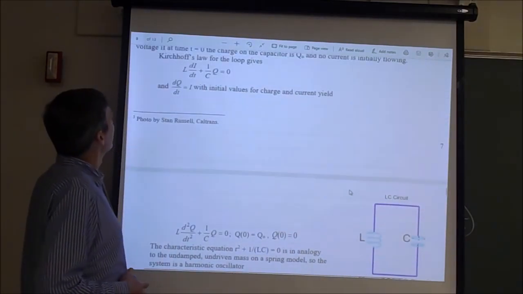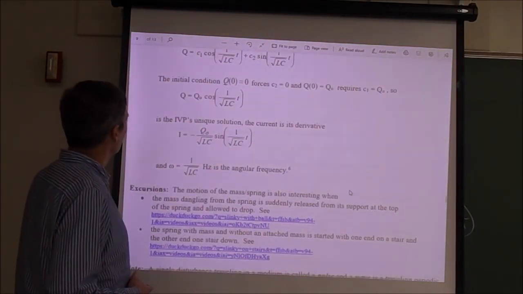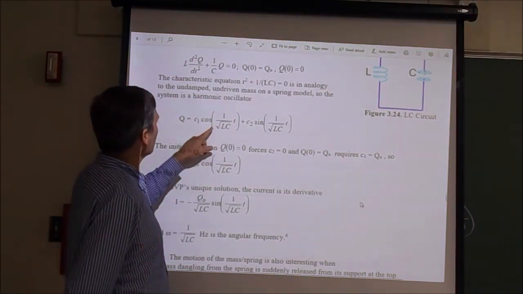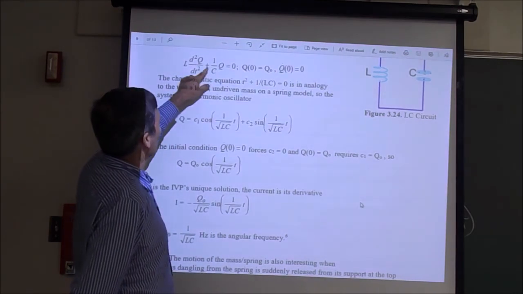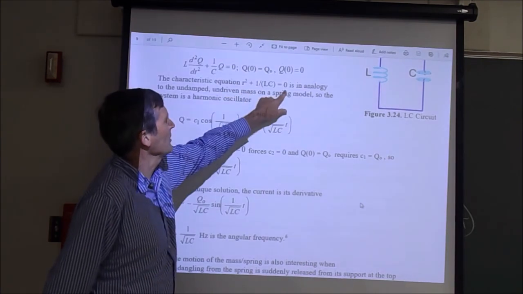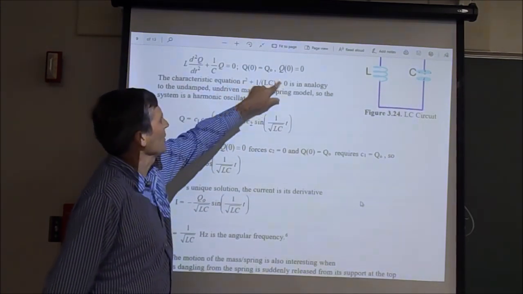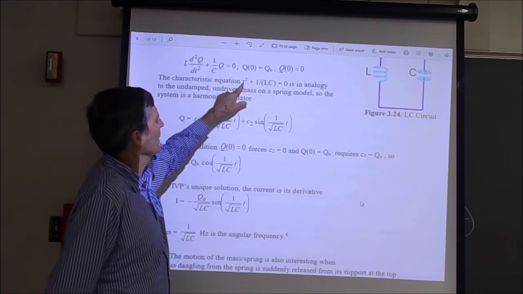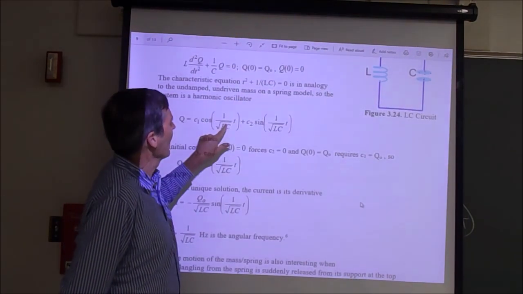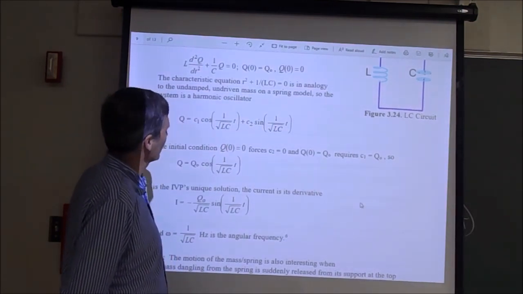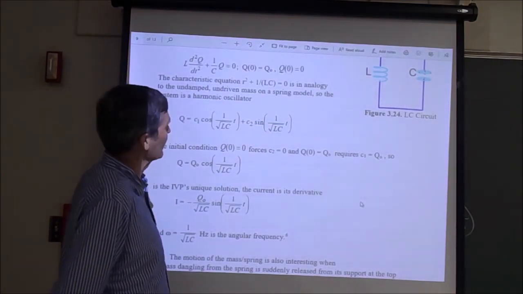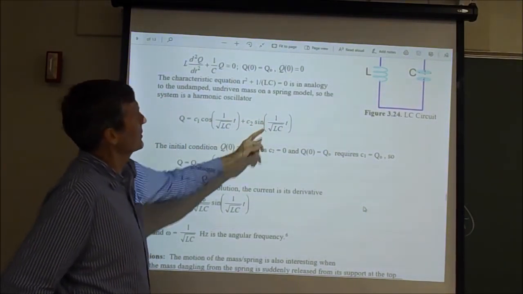So there's an LC circuit. What happens to this? You write the characteristic equation, L r squared plus 1 over C equals 0. And you divide through by L and get r squared plus 1 over LC equals 0. You get r equals plus or minus i over square root of LC, and therefore you get simple harmonic motion again, with this time angular frequency 1 over square root LC. And so this is the general solution to the LC circuit.